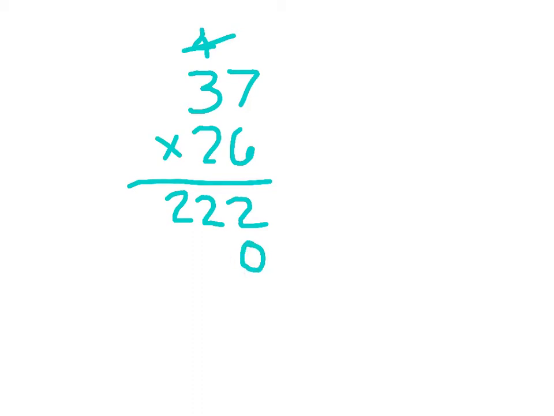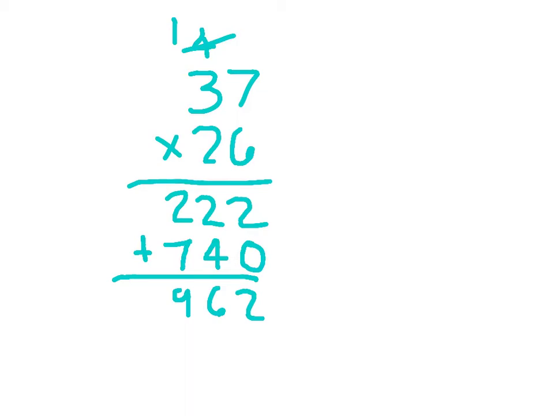And then we go 2 times 7, which is 14. 4, regroup the 1. 2 times 3, which is 6, plus 1, which is 7. We add those together to get our answer to our multiplication problem. Now with lattice multiplication, what we do is that we break these numbers back down into their parts.